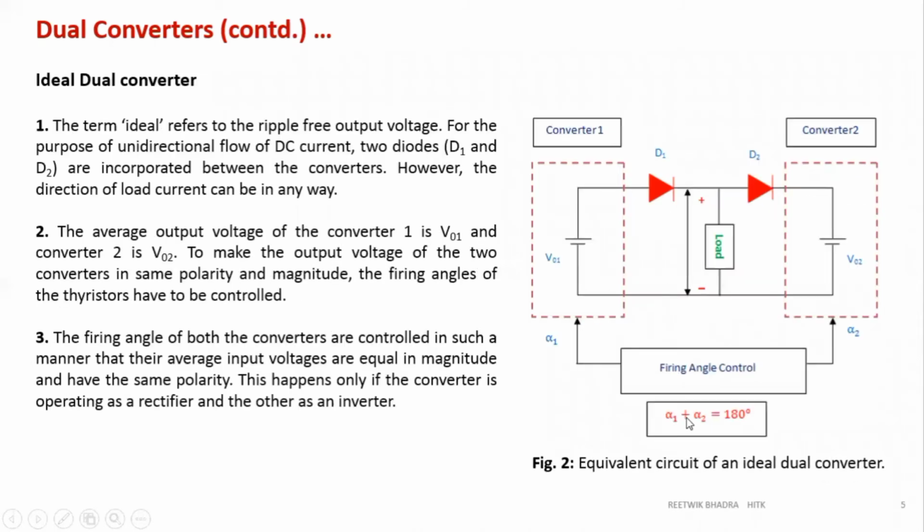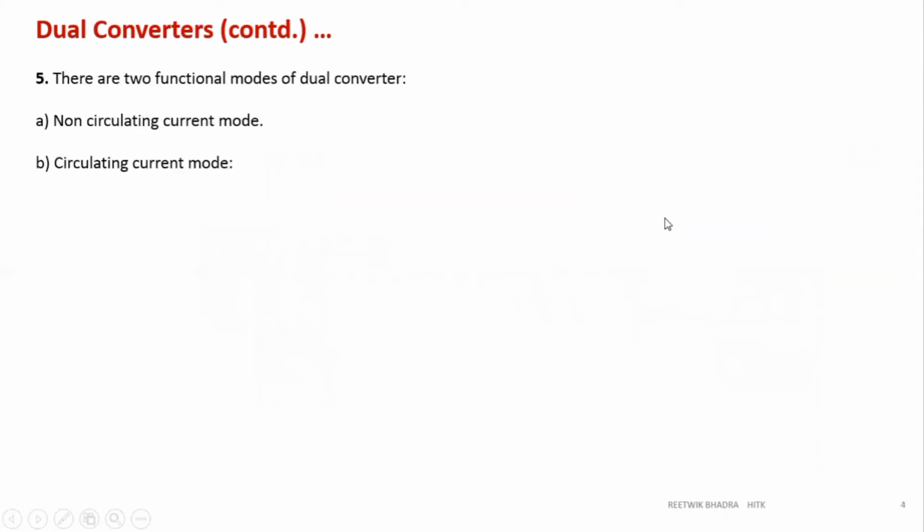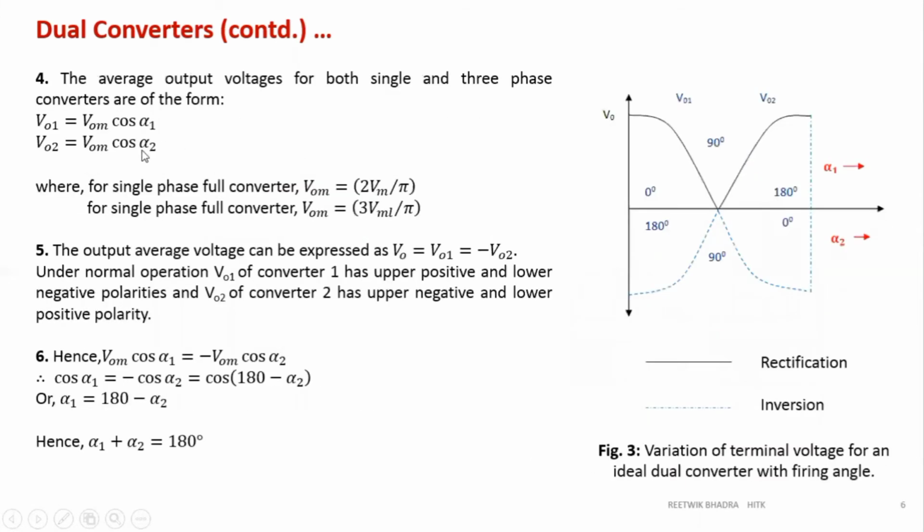So you can take any converter over here. You can take this one or this one. You know the average and RMS value formulas we had already derived. So V01 will be V0M cos alpha 1, V02 will be V0M cos alpha 2. If you take a single phase, V0M will be 2 Vm by pi. Sorry, this will be 3 phase. For 3 phase, it will be 3 VML by pi. These derivations we have already done for the average value of output voltage.